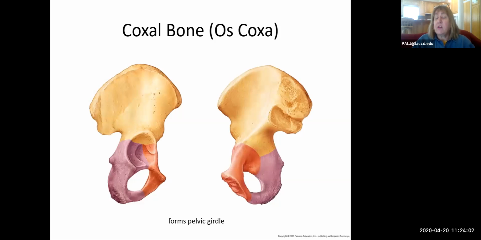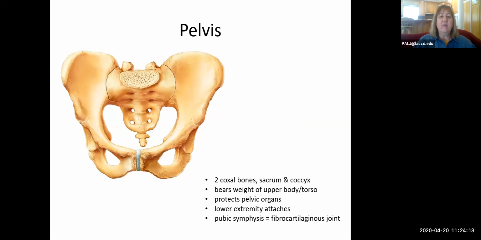Then we talked about how the coxal bone is 3 bones which have formed as a child and fused into one large bone for stability. And when we put 2 coxal bones, a right one and a left one, together with a sacrum posteriorly and a pubic symphysis anteriorly, that gives us a complete bony ring, which then can bear the weight of the entire upper body and torso. And then from the pelvis, we will have the lower extremities attached.